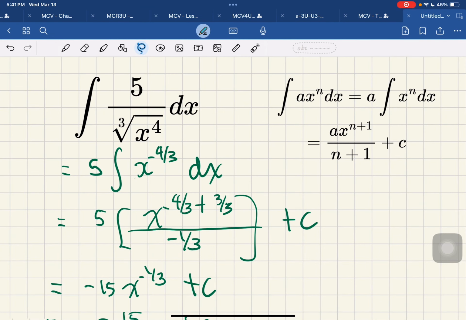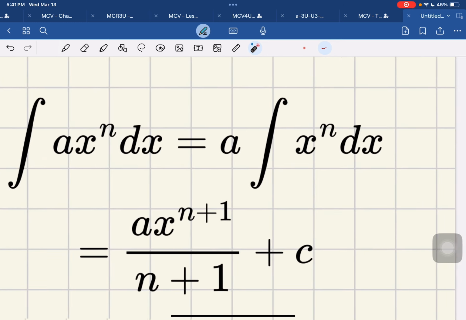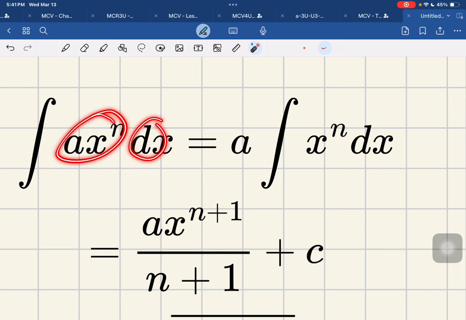I'm going to do a quick screencast for antiderivatives. Specifically, what we're looking at today is antiderivatives that have this form: a times x to the n dx, the integral of ax to the n dx, and the antiderivative of that.